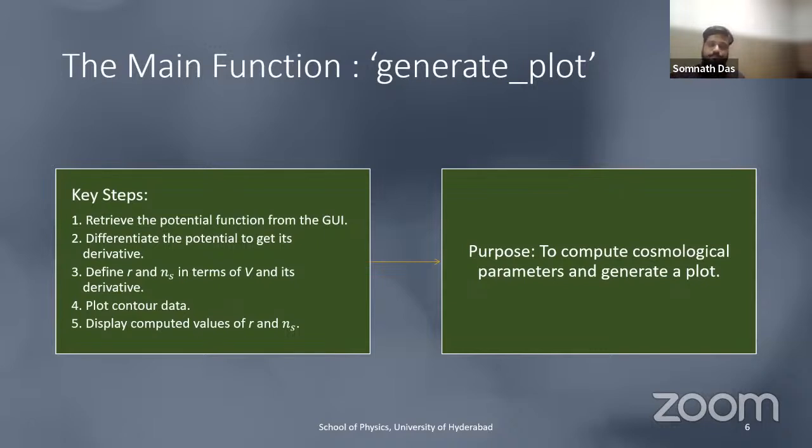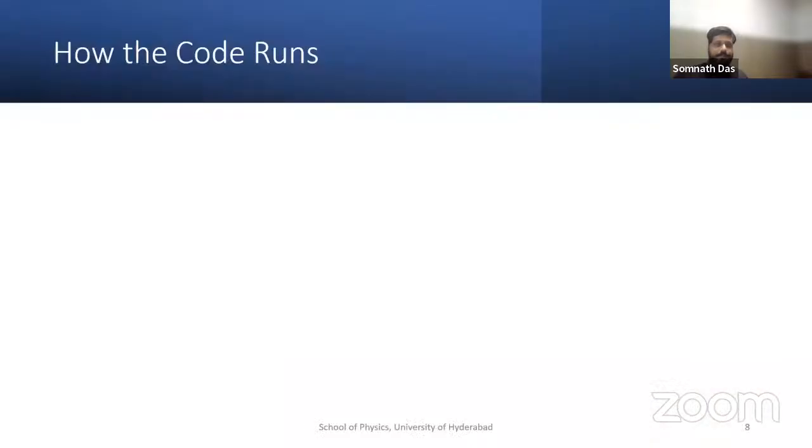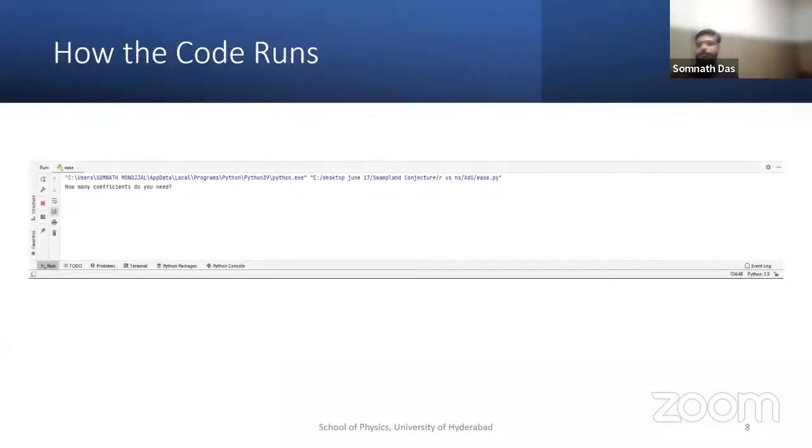Now the main function we have is generate plot. Here our purpose is to do a cosmological parameter plot in the context of contours, and this is the basic algorithm that we are doing. We retrieve the potential function from the GUI, including the coefficients, and then we do differentiation on that and arrange the parameters according to the inflationary parameters, and then plot the contour data. So this is just a GUI overview.